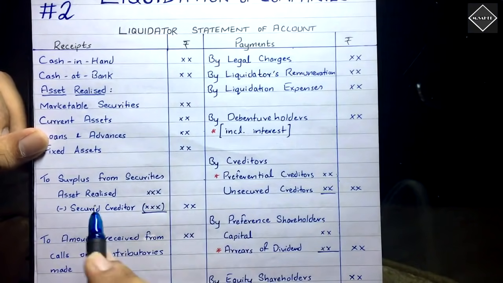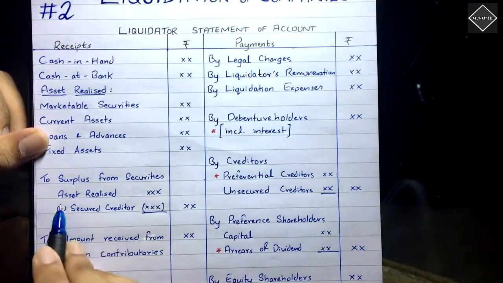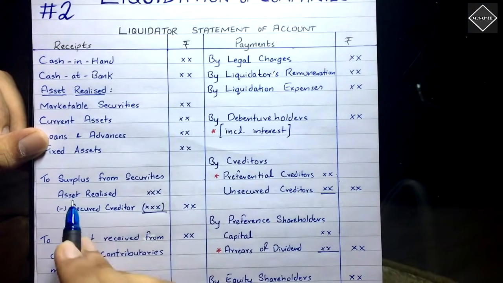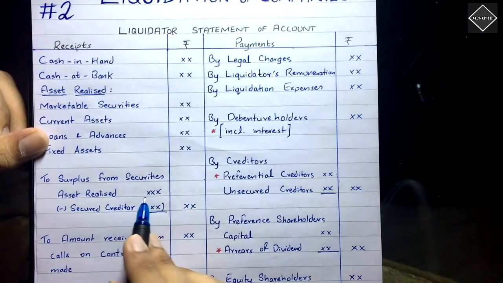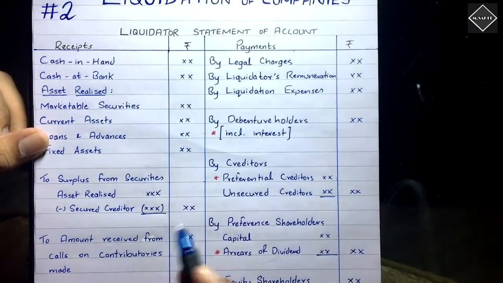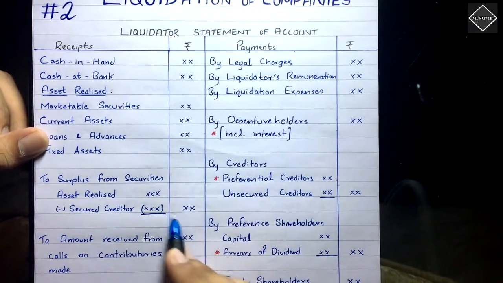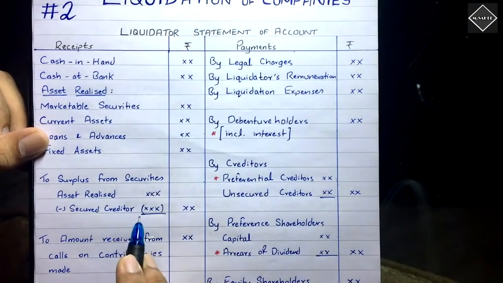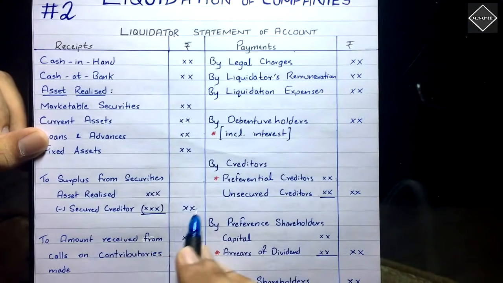What will happen is, the asset which has been given as security to secured creditors, the asset which has a specific charge on it, will be written over here, and then the secured creditor will be deducted from that, and whatever extra money is left will come over here. Surplus 1 lakh, secured creditor 70,000, 30,000 will come over here.